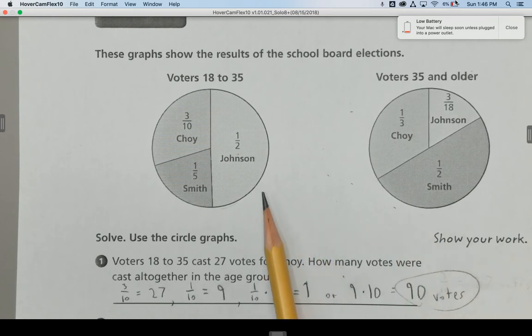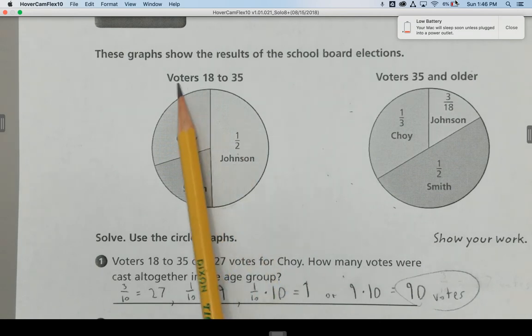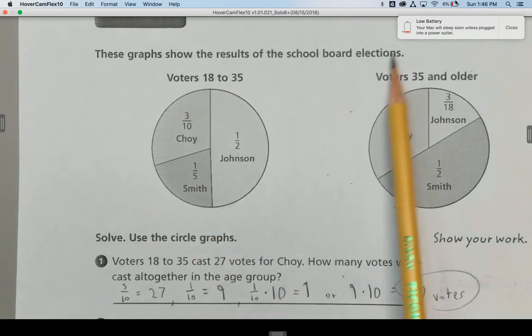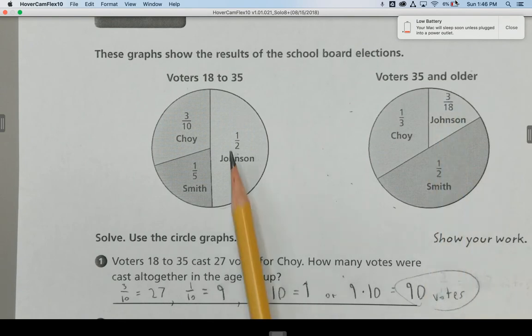Because we can show in a moment that the number of voters in this age group was not the same as the number of voters in this age group. So it's not an apples to apples sort of deal. So let's do this. Let's figure out how many voters there were altogether.